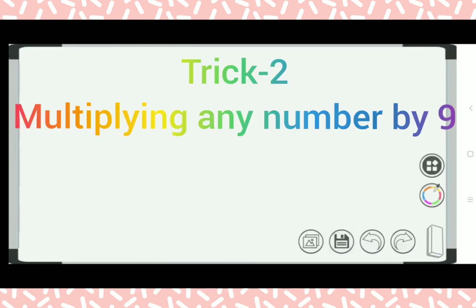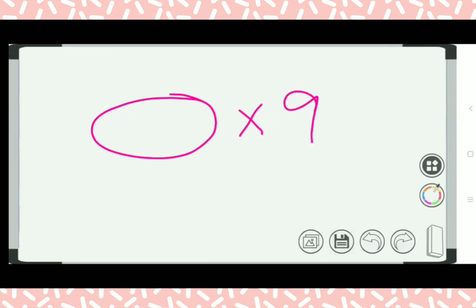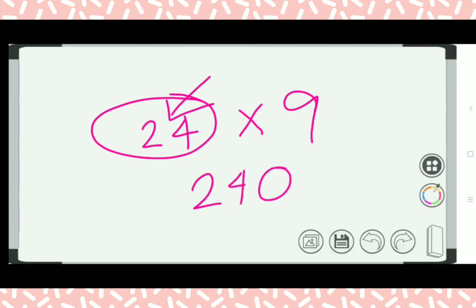Now we will multiply any number by 9. How to multiply any number by 9 using the short trick. First, suppose we are multiplying 24 by 9. Very easy step. How to do this? Just after this number put 1 0, then subtract this number only from this number.